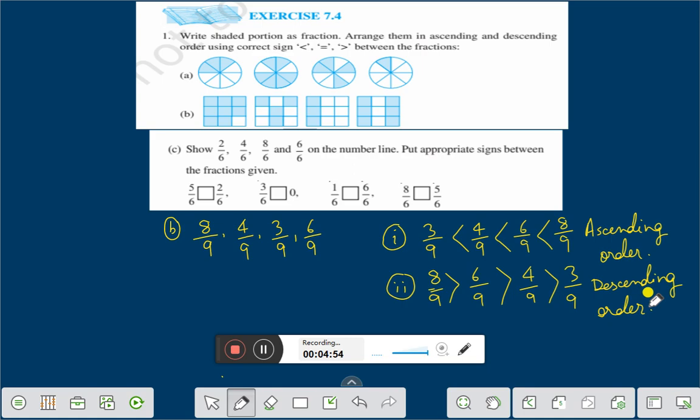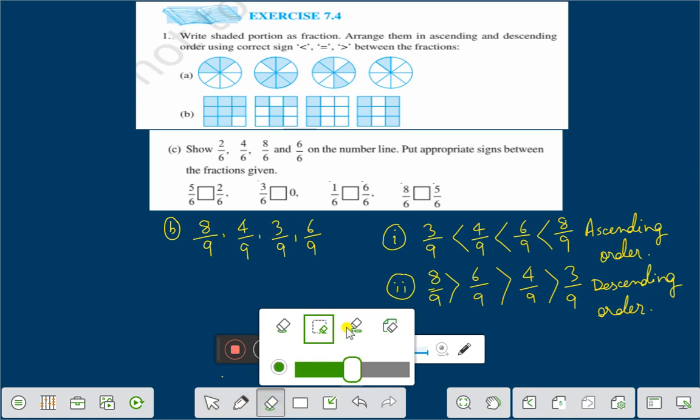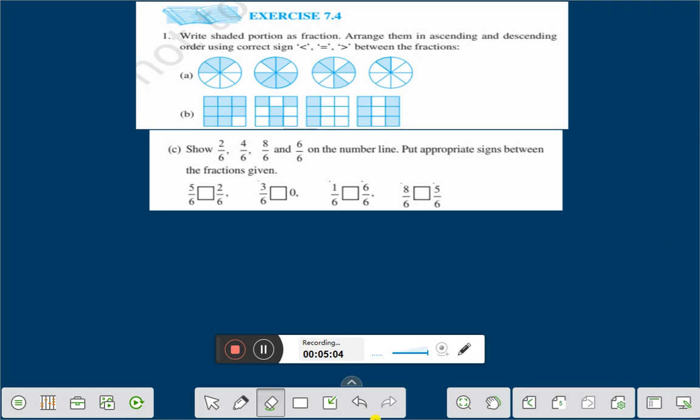Right? Now we'll solve question number C. Question number C is: show 2 by 6, 4 by 6, 8 by 6 and 6 by 6 on the number line. Put appropriate signs between the fractions given.